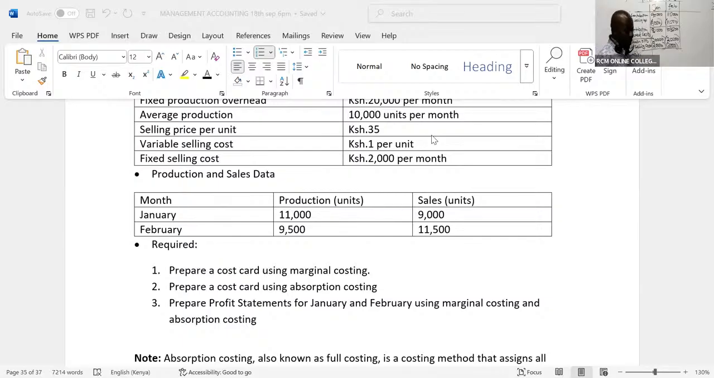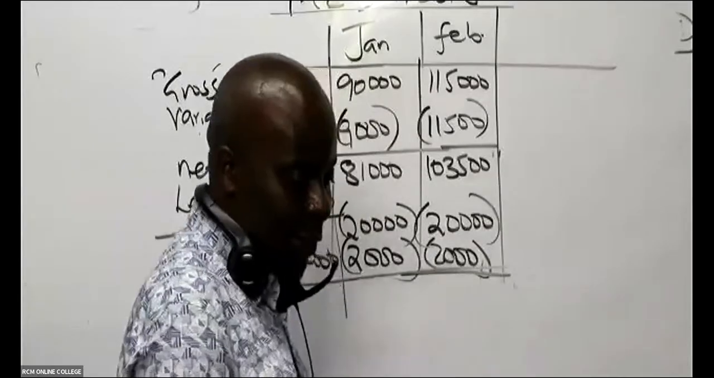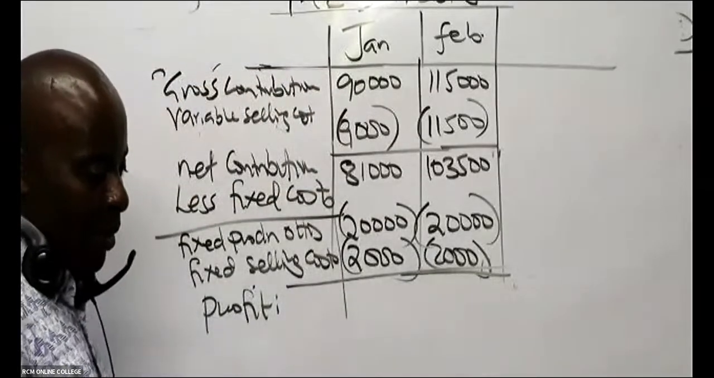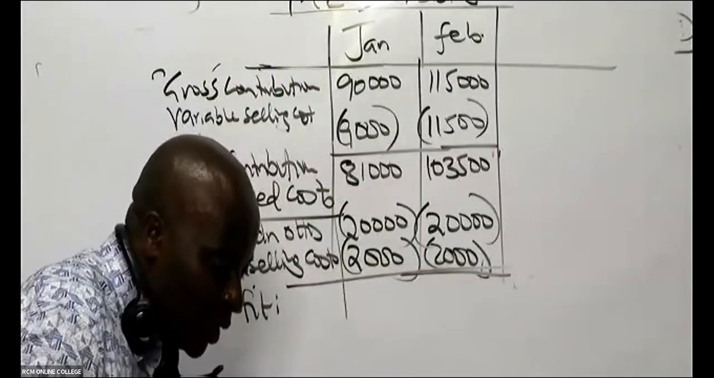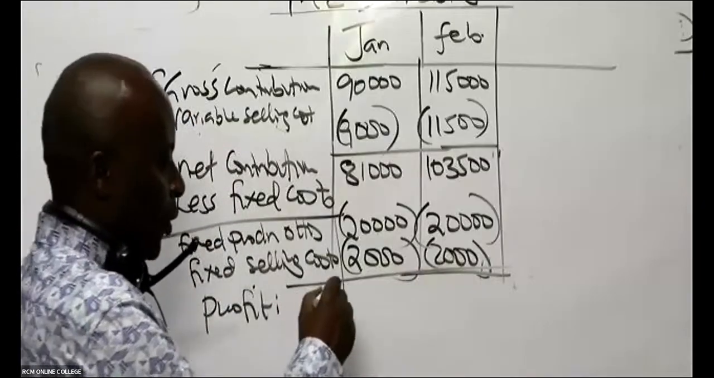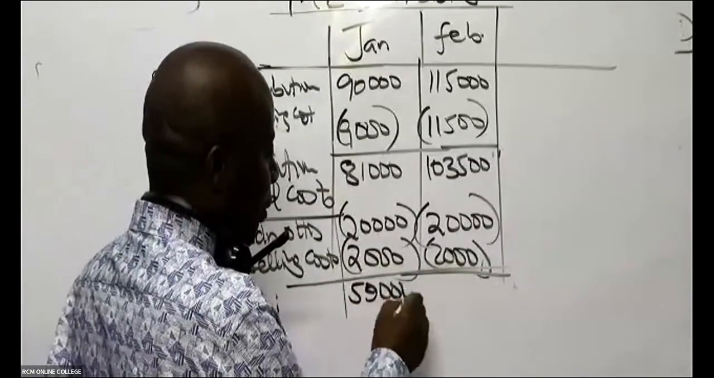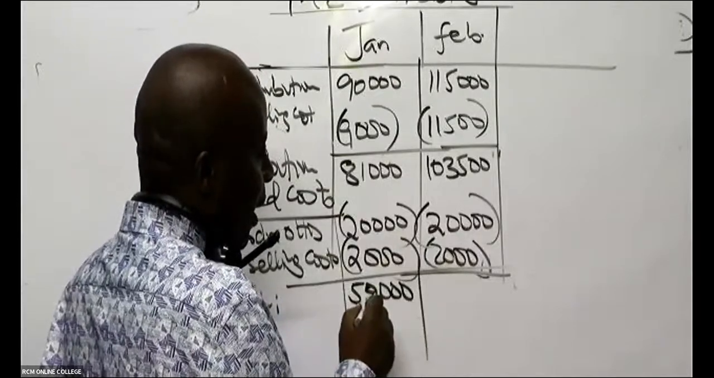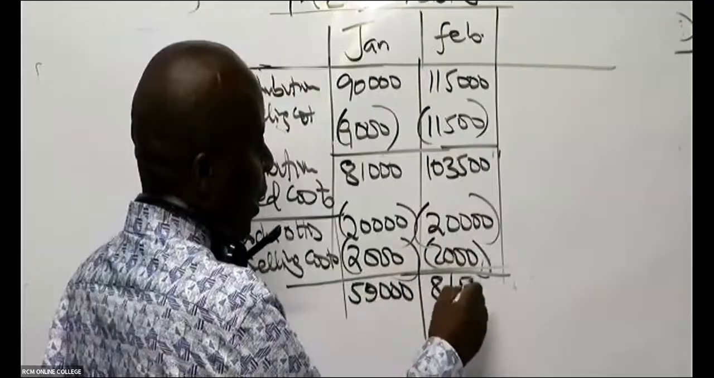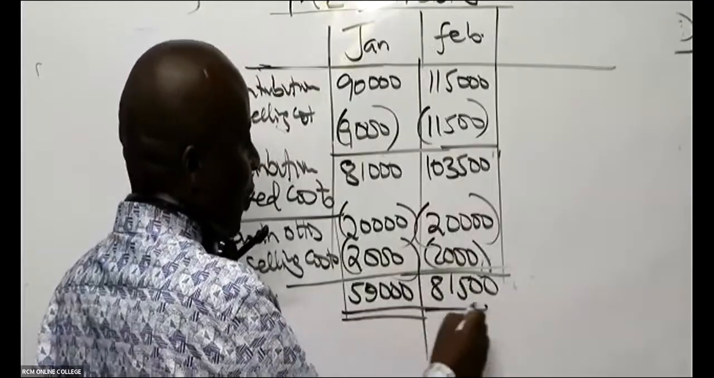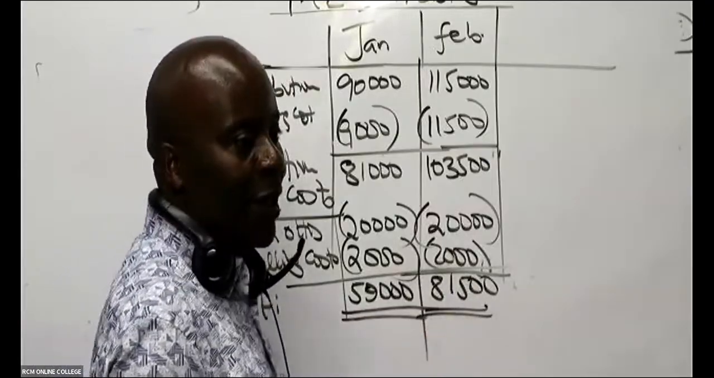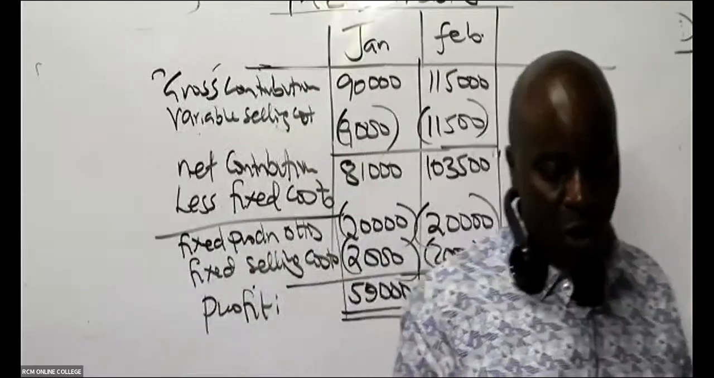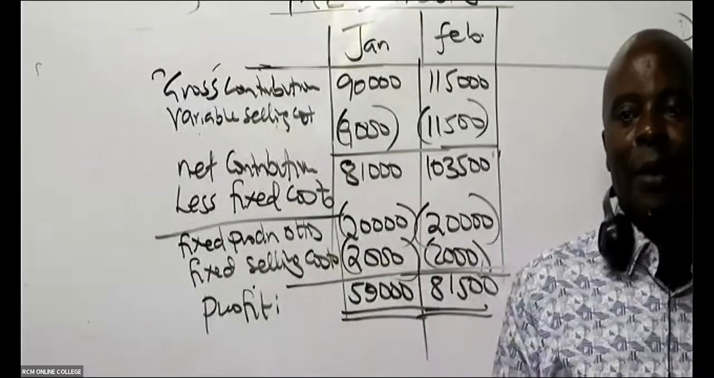Give me a number, I write. Somebody's giving me a figure of what here? 59,000, right? So this is 59,000. How about the second one? 81,500. That is the end of that marginal costing P&L statement.